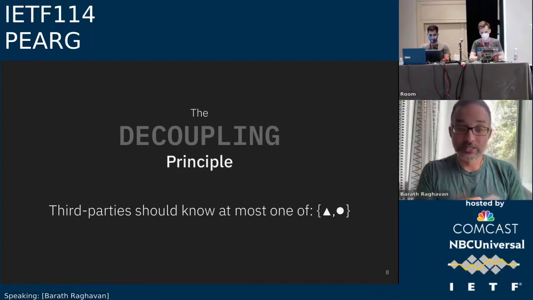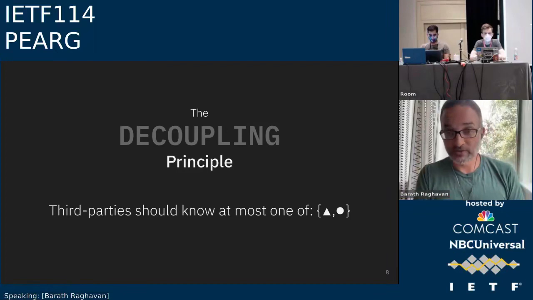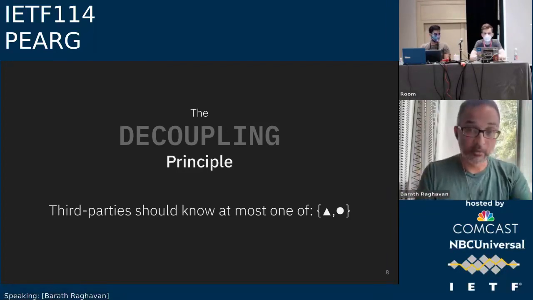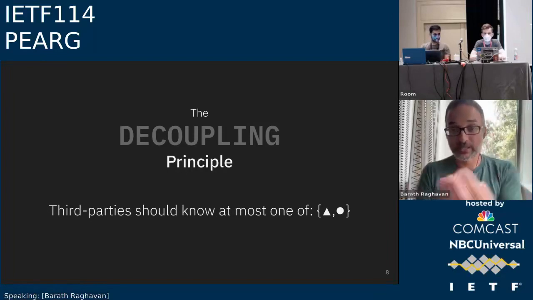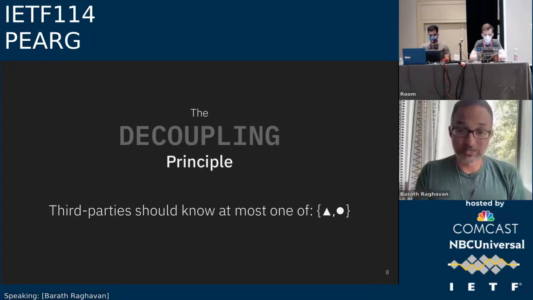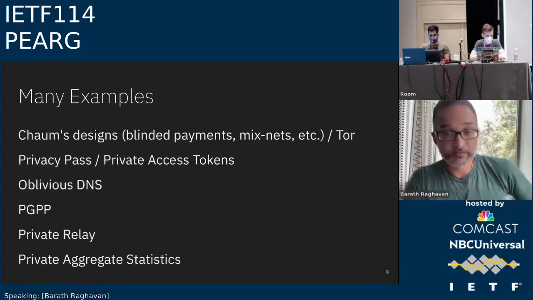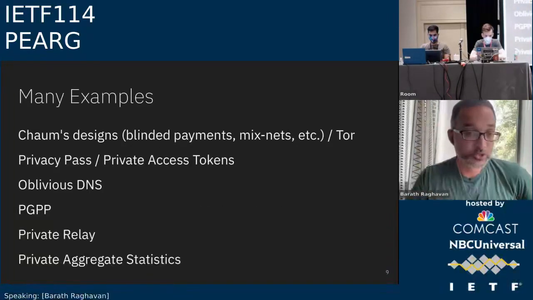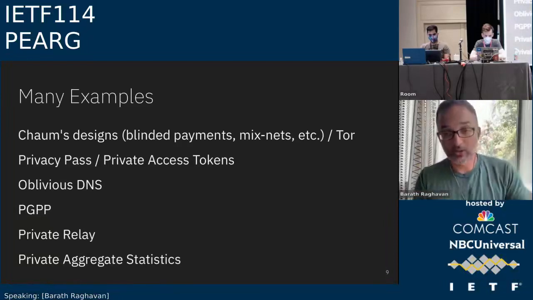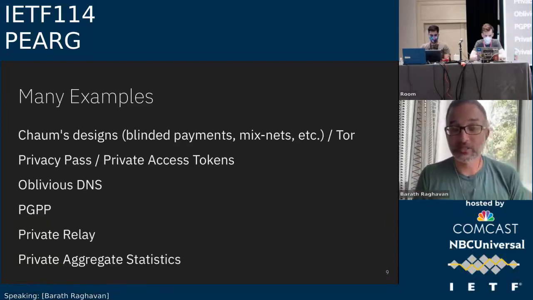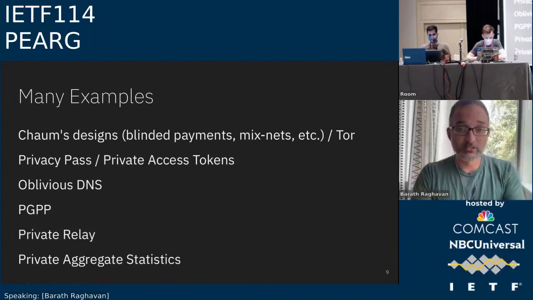And it's not always simply one type of identity and one type of data. In some systems, there are multiple types of identity. One of the systems I'll briefly mention has a mobile identity piece and a non-mobile identity piece. There's lots of other similar kinds of systems. So this has been used all over the place. There are all of the classic designs from Chaum and all the systems that have built upon Chaum's designs. They all exhibit the decoupling principle. Privacy Pass and private access tokens exhibit the decoupling principle.